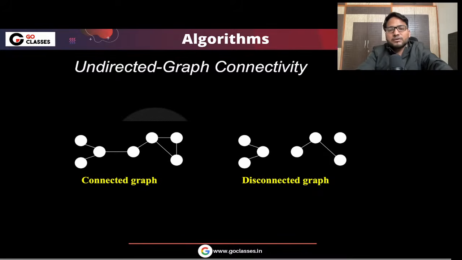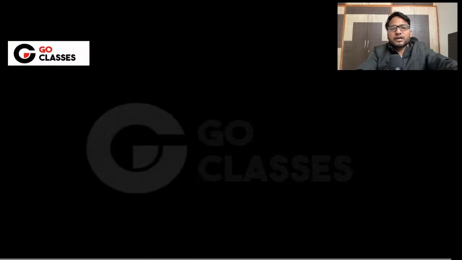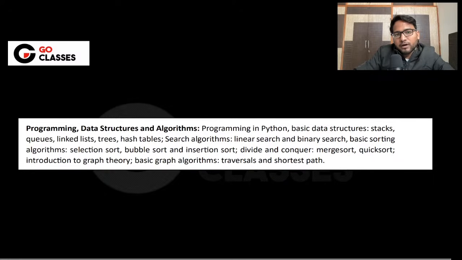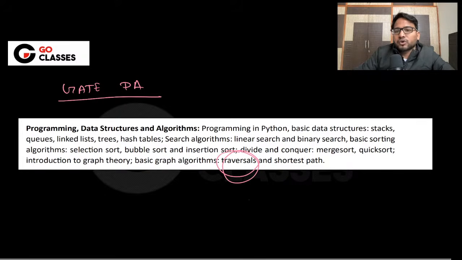For the GATE DA syllabus, let me tell you what it is. In the GATE DA syllabus, they have mentioned algorithms, and in the algorithms section itself they have mentioned the traversals. Yes, so it is there in the GATE DA syllabus too. As you can see on the screen, this is the GATE DA syllabus. So if you are from the GATE DA background, then you should also watch this lecture, because they have mentioned these traversal techniques, right? And shortest path. So they have mentioned these basic graph algorithms, the traversal techniques, which means DFS and BFS.